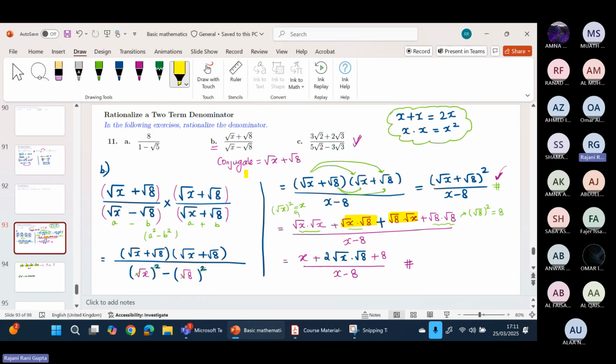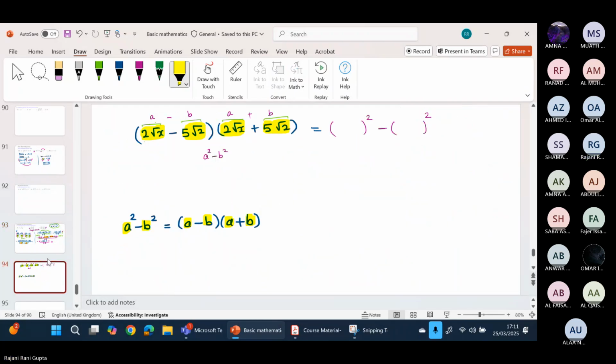Same like what you did here. Root x, root x. Root 8, root 8. The difference is of minus. So what you did? Root x power 2, root 8 power 2. Same thing. So what you will get? 2 root x power 2 and 5 root 2 power 2. Okay, how will I simplify it?